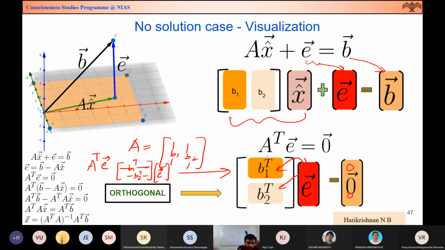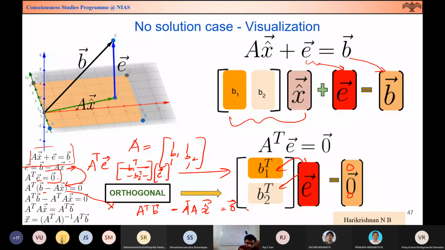So now let us do the math. A x cap plus e equal to B, and e is b minus A x cap. Now I am saying that the error is orthogonal to the column space, so I write A transpose E equal to the 0 vector. I substitute for E, which is b minus A x cap. From here I can write it as A transpose b minus A transpose A x cap equal to 0 vector. I can take A transpose b to the other side.